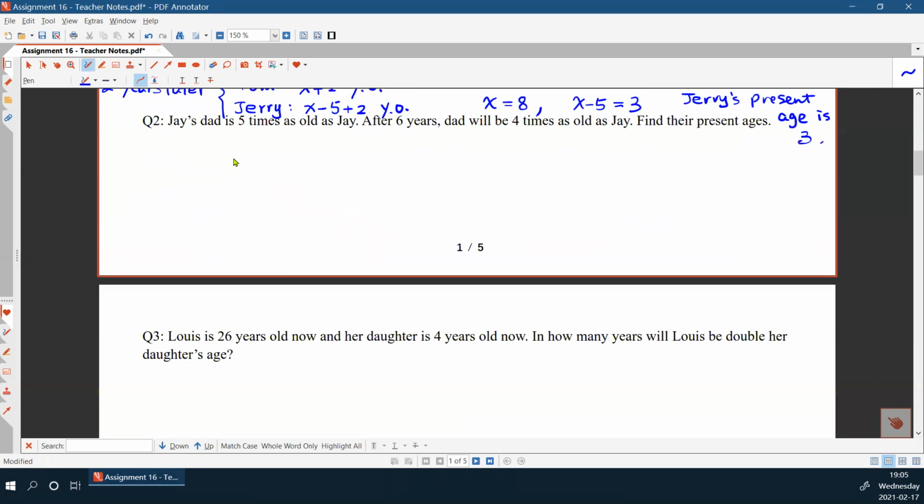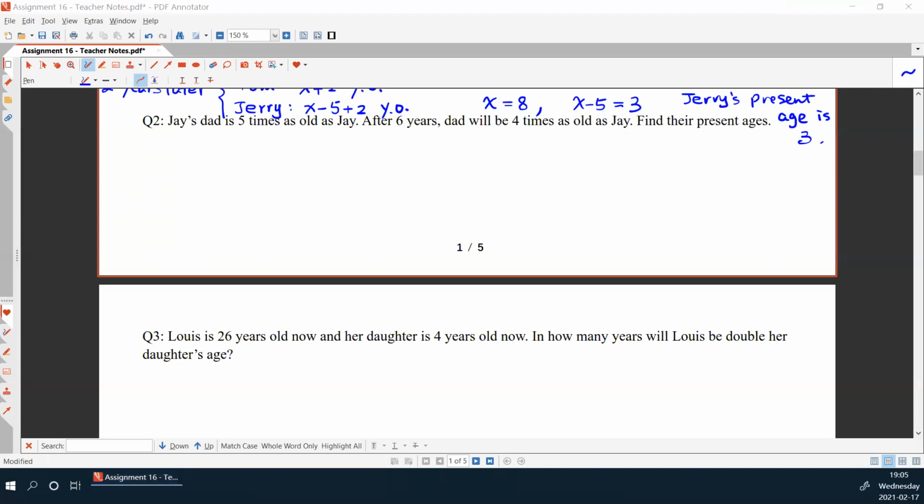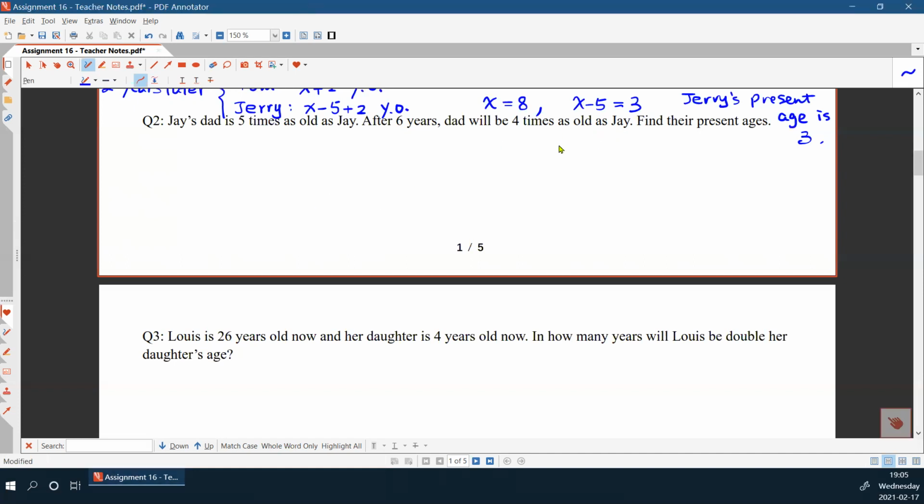Question 2. Jay's dad is 5 times as old as Jay. After 6 years, dad will be 4 times as old as Jay. Find their present ages. Okay, again, you want to find the ages of both dad and Jay, right? So you need to use a letter X to denote either Jay's age or Jay's dad's age. So for example, we use a letter X to denote Jay's age. So that means present Jay is X years old.